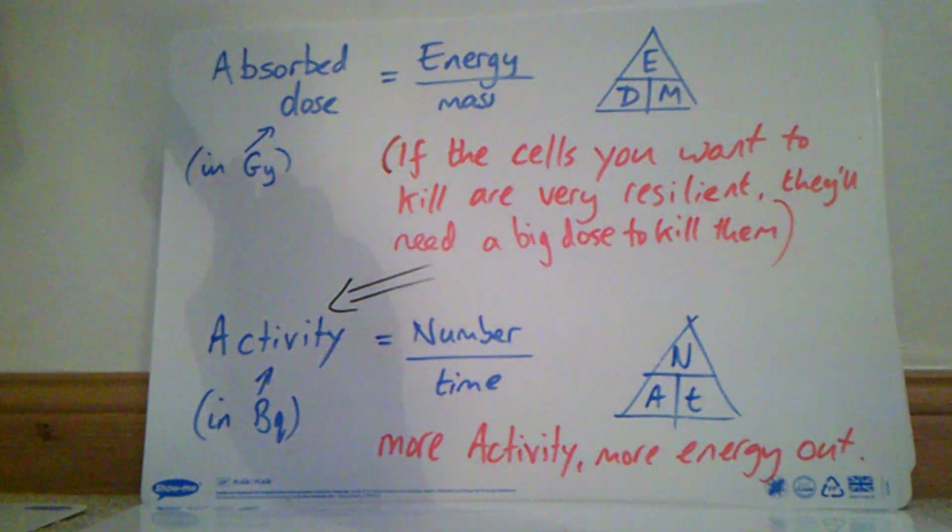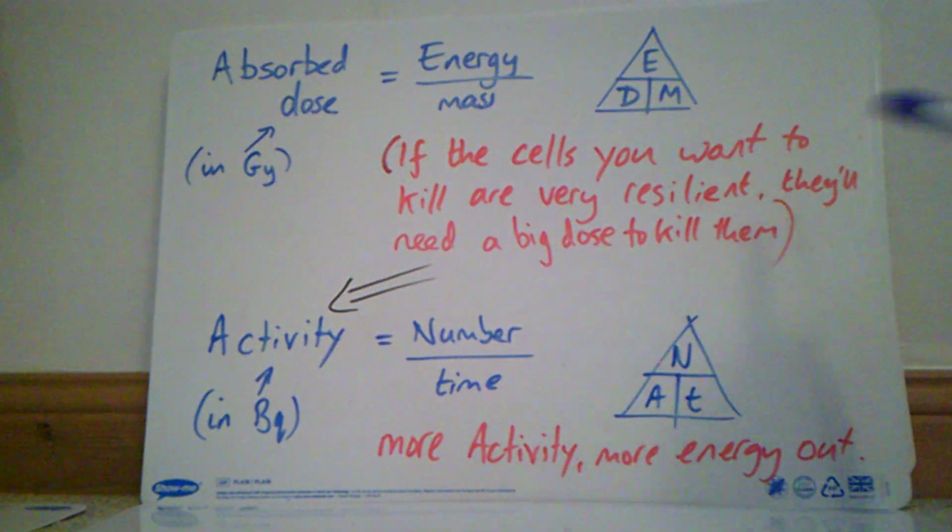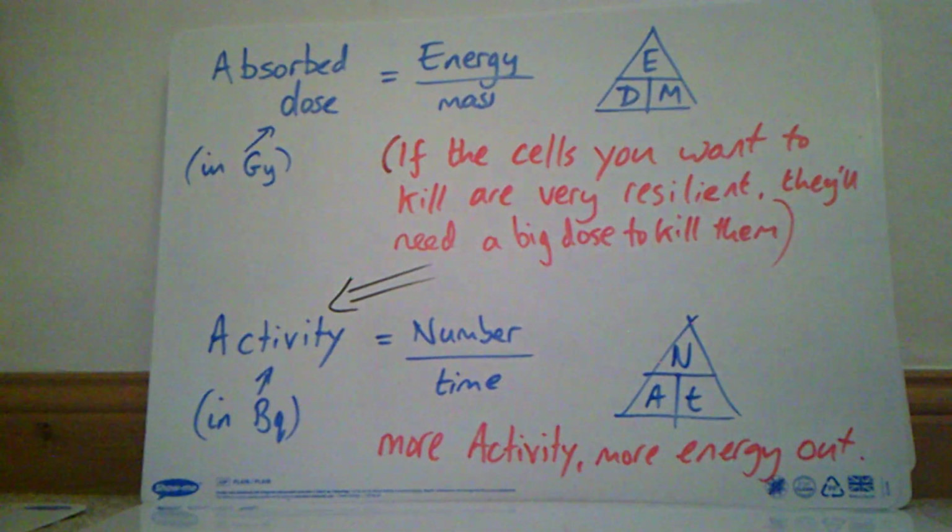So the absorbed dose, if you're hit with some radiation, is energy divided by mass. The absorbed dose is measured in grays, and here's the formula. Now, if the cells you want to kill are very resilient, they'll need a big dose to kill them. So if you want to give some cells, maybe cancerous cells, a big dose, you need to give them a big amount of energy. So how do you get a big amount of energy?